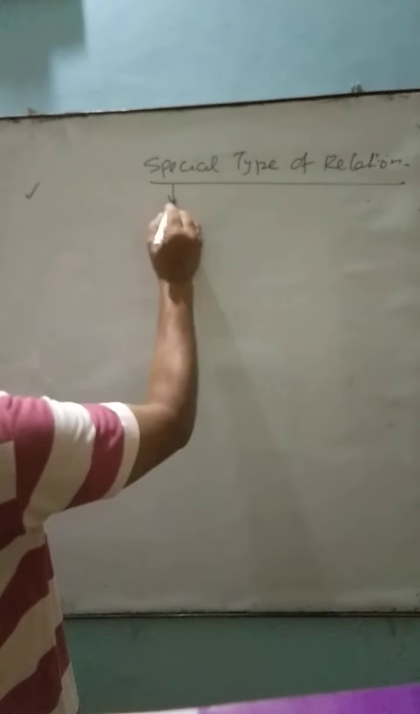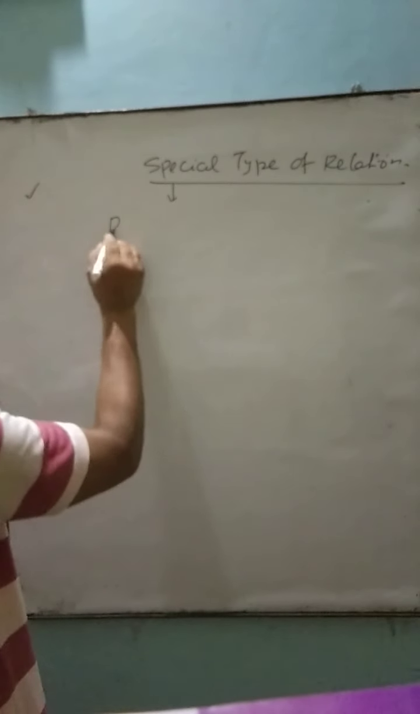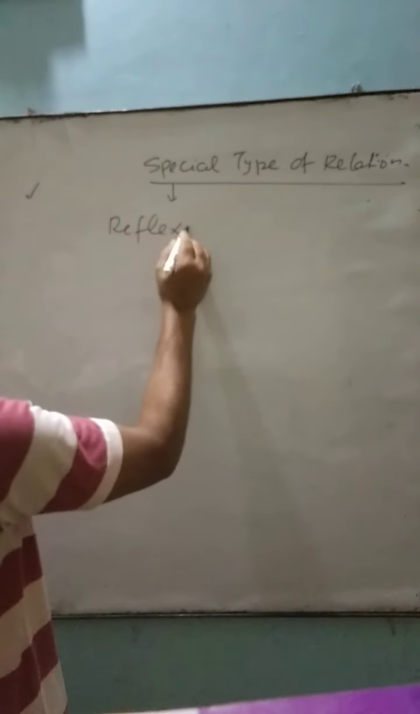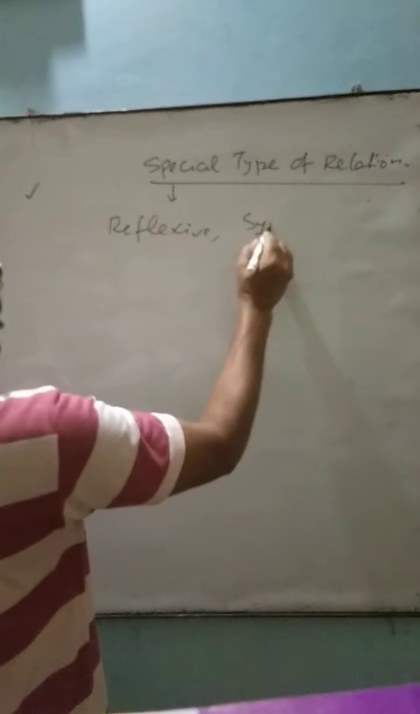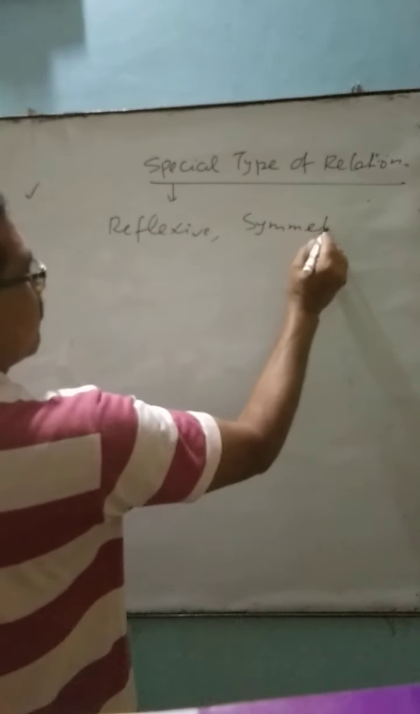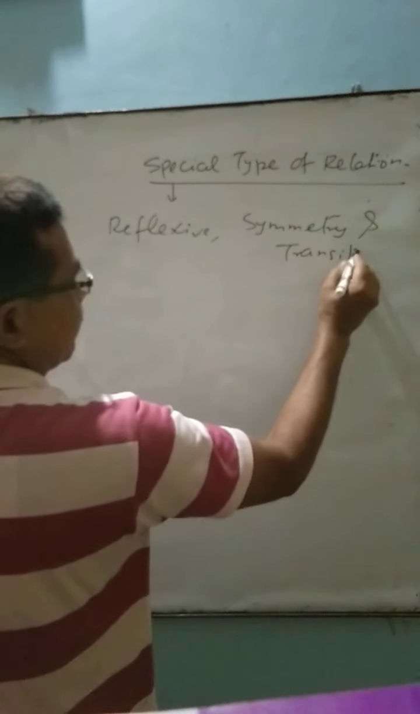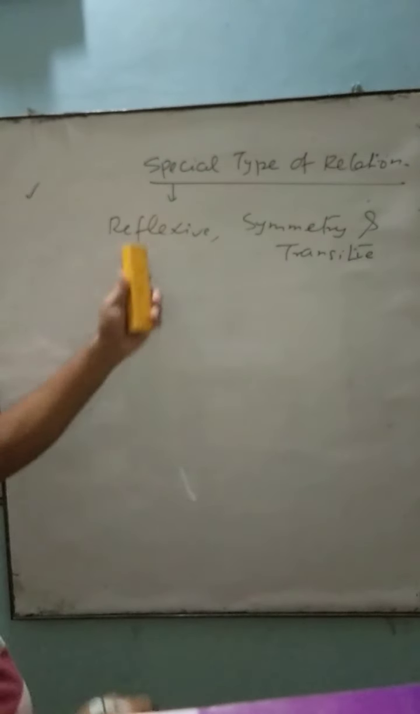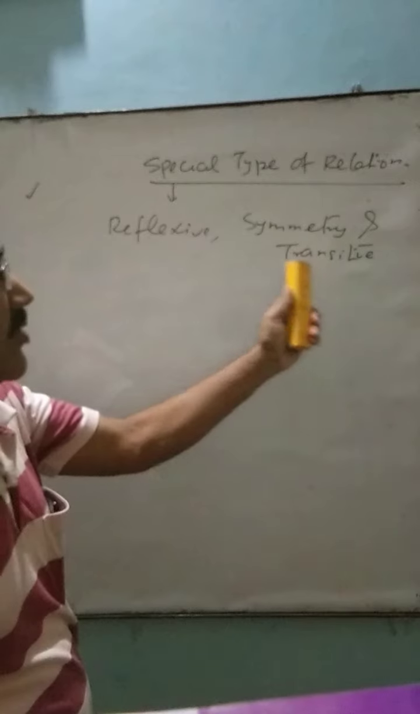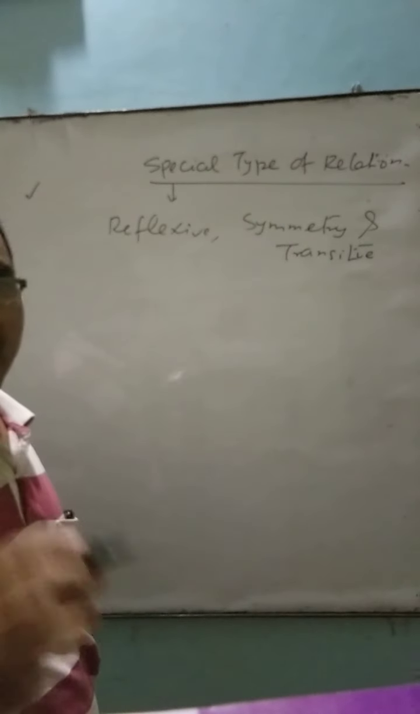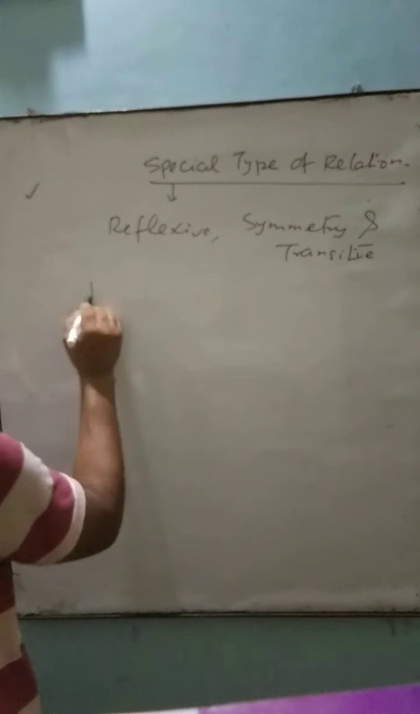There are three types of special relations. They are reflexive, symmetry and transitive. Alright, reflexive, symmetry and transitive, they are known as the special types of relation. I will explain one by one all the three. First, take reflexive.